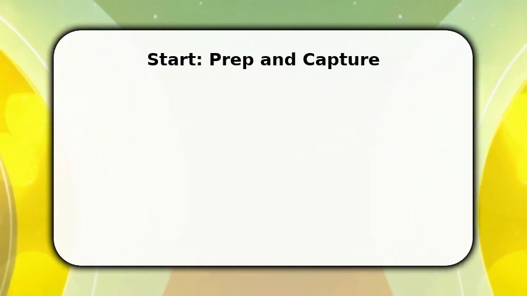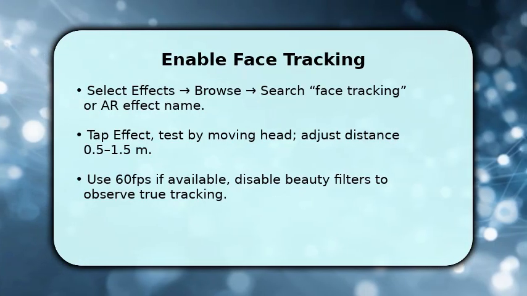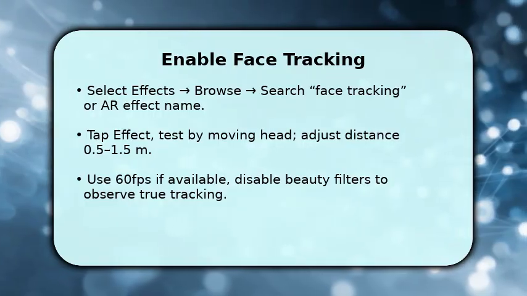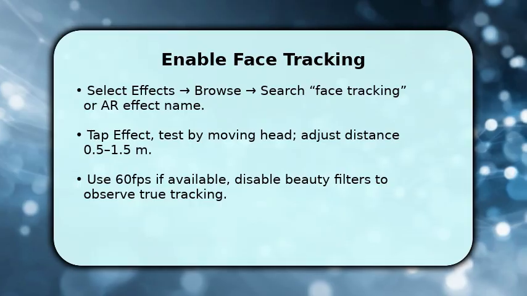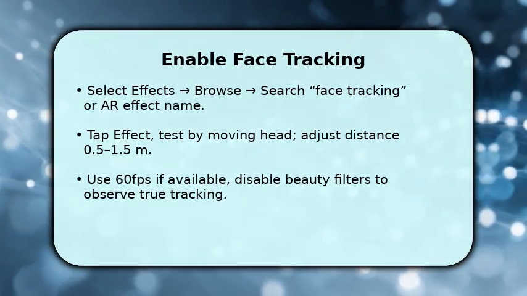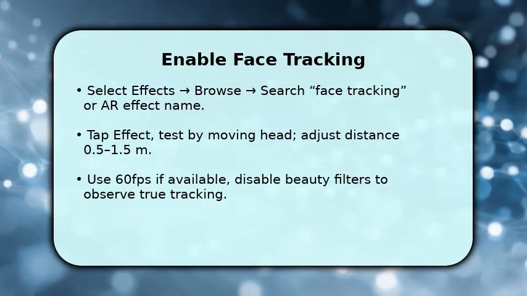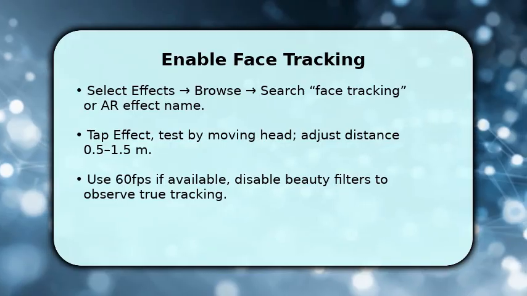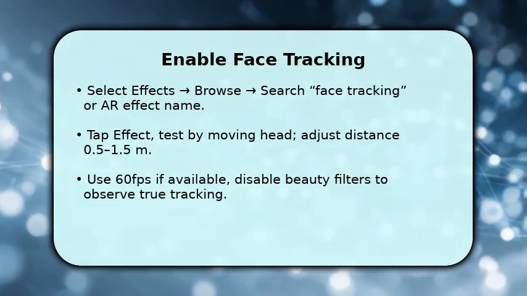Now you activate face tracking. Tap Effects, then browse and search for face tracking or the specific AR filter you want. Apply the effect and test by slowly moving your head left, right, up, and down so the tracker maps facial landmarks. If tracking jitters, back up to about 1/2 to 1.5 meters and retest.